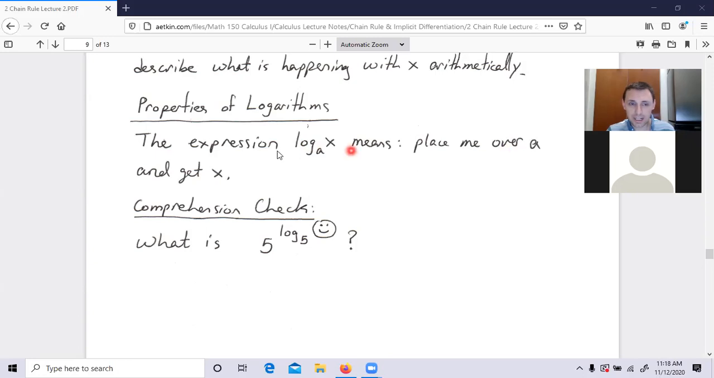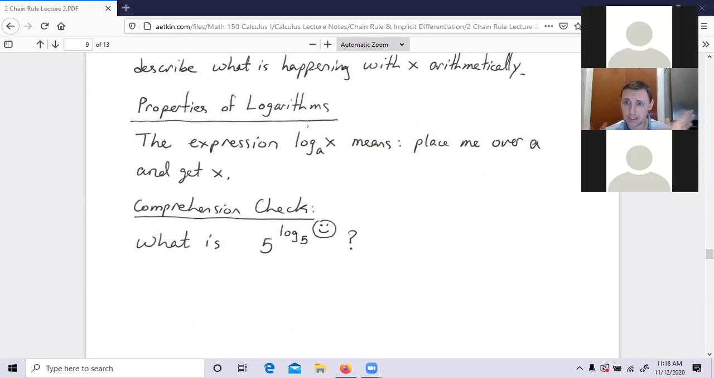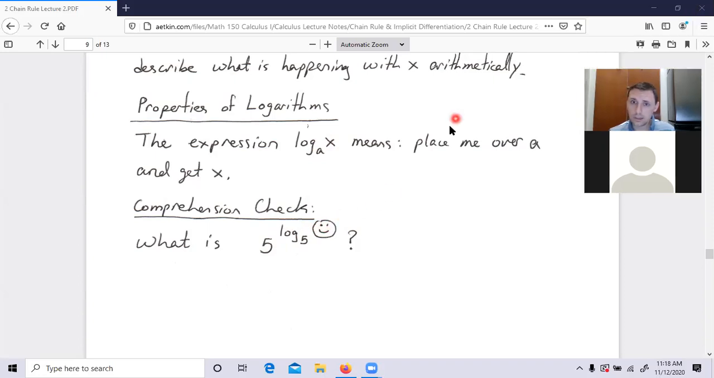Look at it. The instructions are right on top. Place me over a and get x. So what do you get? Exactly. Smiley face. If of course the expression makes sense, guys. It's just basically following the prescription. If you place this thing on top of a, you will get whatever you have here. So if you place this thing on top of 5, which is done, you should get the smiley face. Understood?